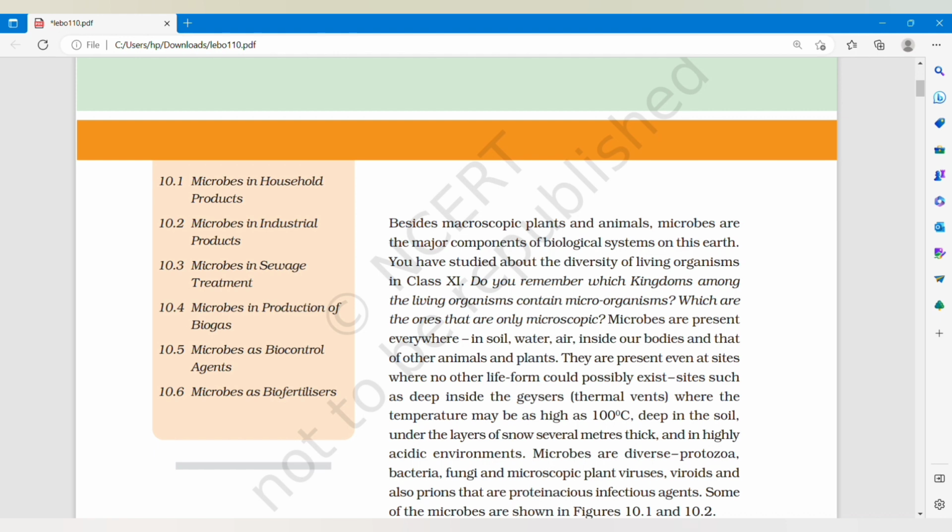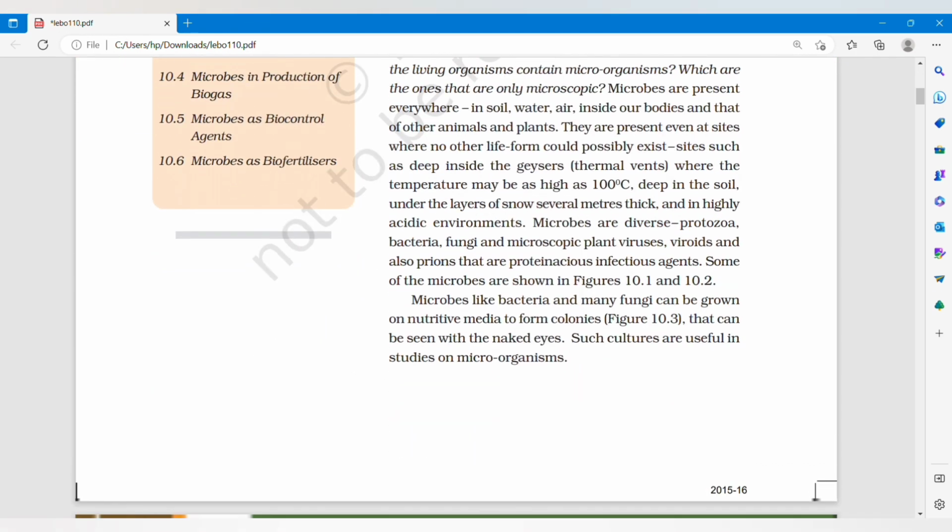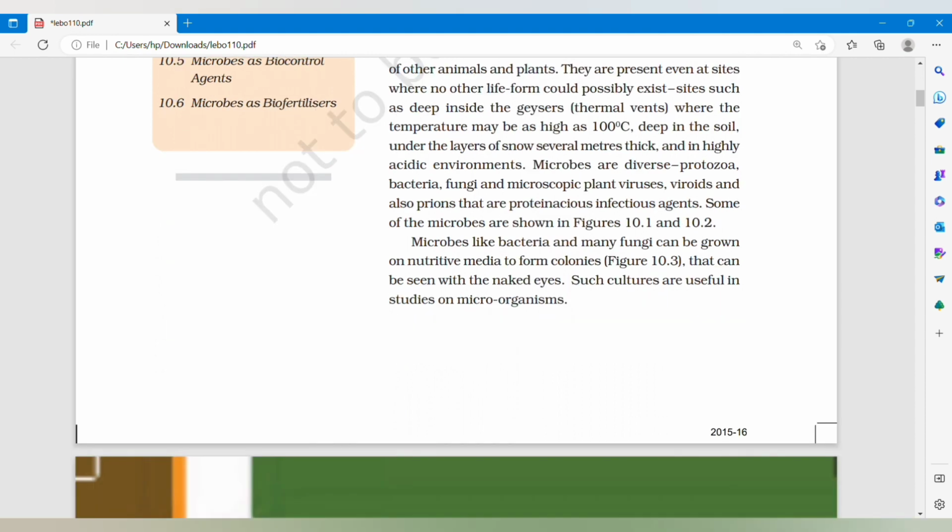Microbes are present everywhere in soil, water, air, inside our bodies, and that of other animals and plants. They are present even at the site where no other life forms could possibly exist. Sites such as deep inside the geysers, that is, thermal vents, where the temperature may be as high as 100 degrees Celsius, deep in the soil under the layer of snow several meters thick, and in highly acidic environments. Microbes are diverse: protozoa, bacteria, fungi, and microscopic plants, viruses, viroids, and also prions that are proteinaceous infectious agents.